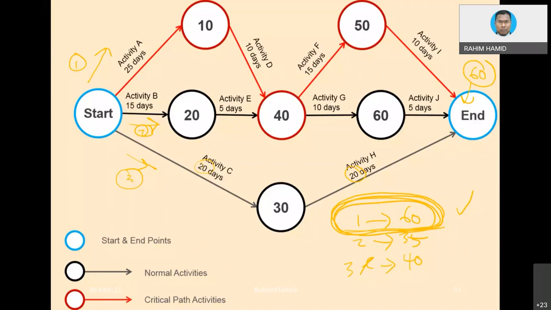But the free time that they have has to be shared among themselves. Example, let's take a look at route number 3. 20 days here, 20 days here. If you add 20 plus 20, equivalent to 40. Our project requires 60 days. Meaning to say, if you deduct 40 from 60, there are 20 days left.